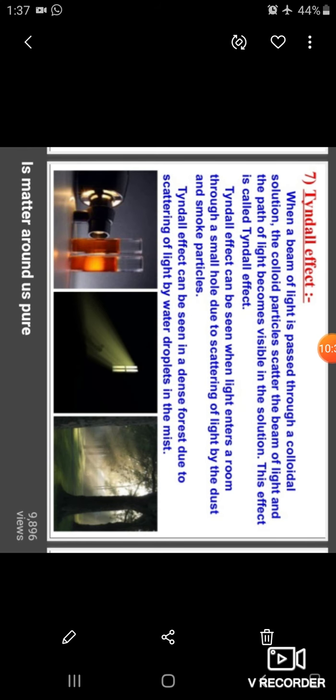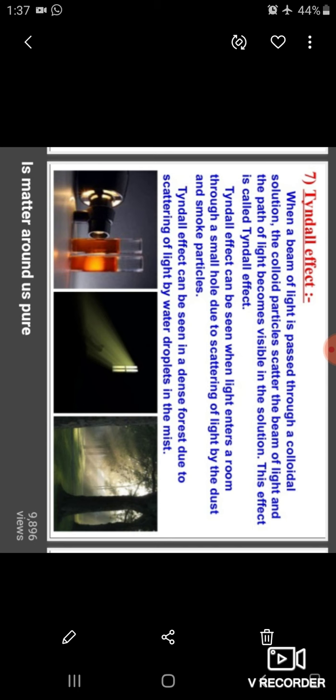See this, the Tyndall effect. How does the Tyndall effect take place? Observe these figures. When a beam of light is passed through a colloidal solution, the colloidal particles scatter the beam of light and the path of the light becomes visible in the solution. This effect is called the Tyndall effect. See figure number 1, and you can easily identify how the Tyndall effect takes place.